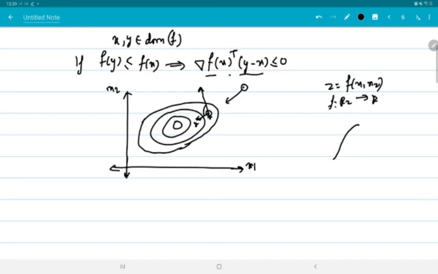This is more clear if I take something like this, and I have two points. So y minus x will be this line here. This is y, this is x, so this will be y minus x. This is the direction of y minus x, and the normal at x will be pointing away from x. So this angle is always obtuse. That is what is meant by this statement.